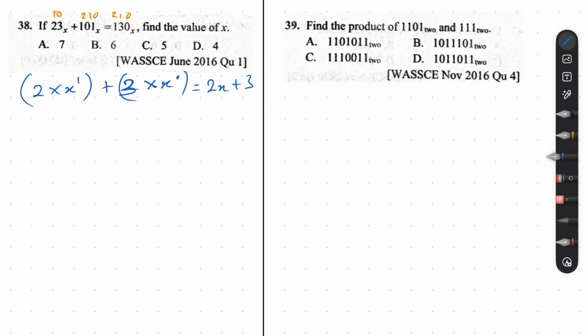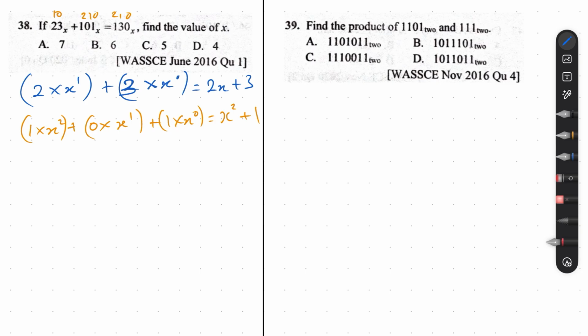Let's move on to the second one, which is 101 base x. That will give us 1 times x squared plus 0 times x power 1 plus 1 times x power 0. That will give us x squared plus 1.